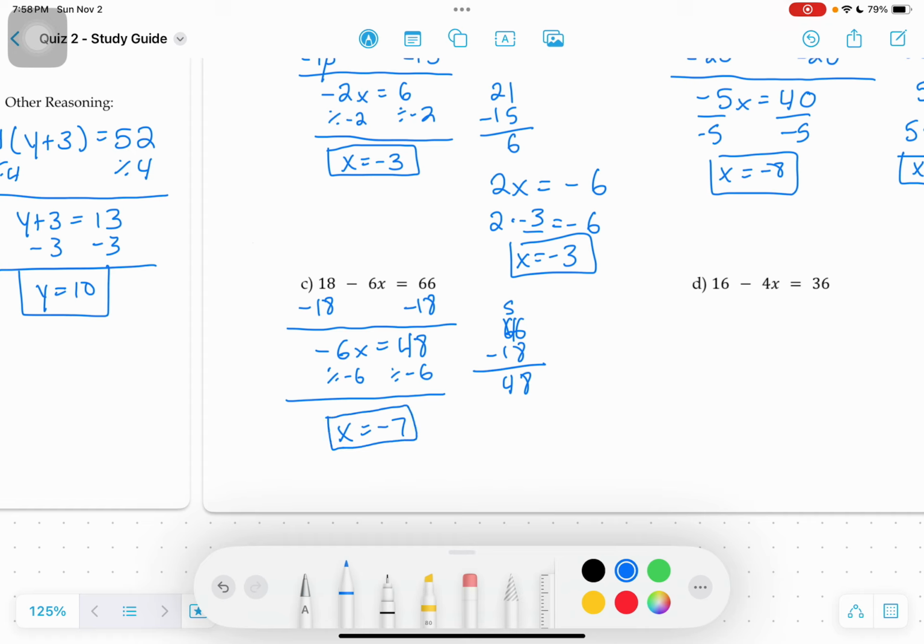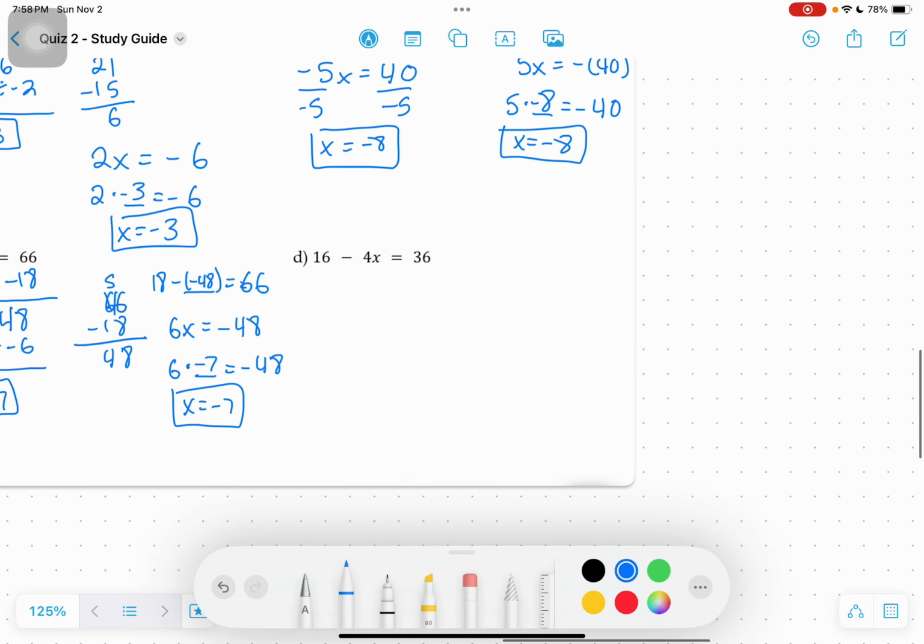All right, let's think about this through equation reasoning. 18 minus something equals 66. That's tough. The only way to make that true would be to use a negative number. I think the answer would be negative 48. So that means 6x equals negative 48. Let's see, 6 times something equals negative 48. Well, that must be negative 7. So x must equal negative 7.